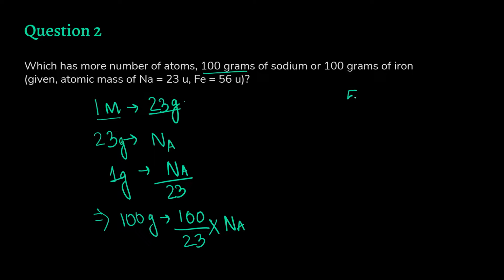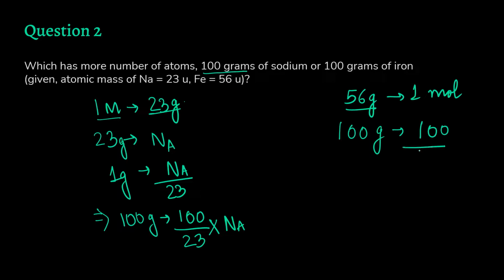So we know that 56 grams has 1 mole. 1 mole of iron has the gram atomic mass of 56 grams. So for 1 gram it will be 1 by 56. But we have to calculate here not for 1 gram, we have to calculate for 100 grams. So jumping to 100 grams, the value would be 100 by 56 into Avogadro constant.